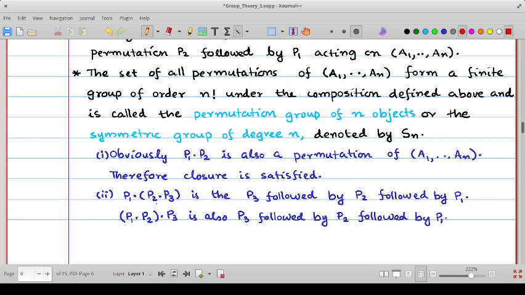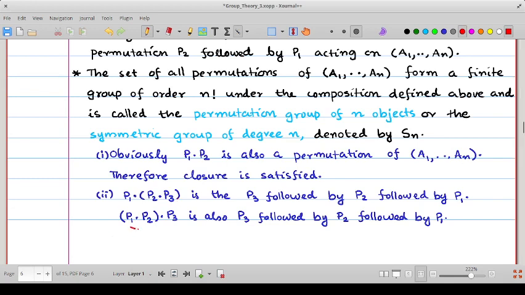Now, to check associativity, consider three permutations P1, P2 and P3. Consider P2 composition P3 and then the composition of the result with P1. In fact, we can immediately see that this is actually the permutation P3 followed by P2 followed by P1 on some sequence.